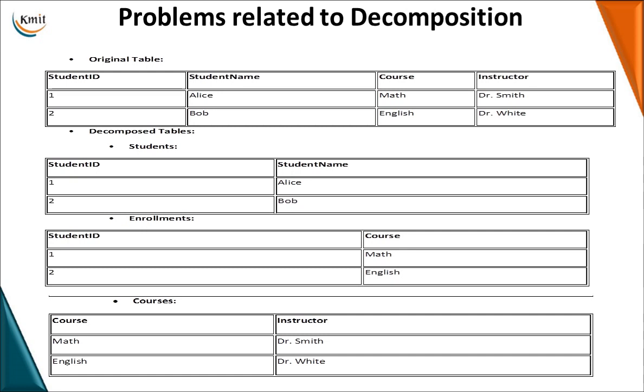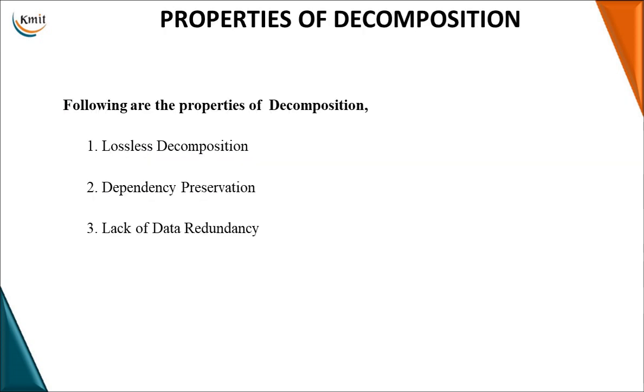Because course is separate, if I want to introduce a new course, I am most welcome. I need not wait for a student to join. If I want to have a new student, I can introduce one. And when a student takes up a course, the student number and course together go in as one row inserted into enrollment. So the properties of decomposition are that it should be lossless, it should preserve the dependencies, and there should not be any redundant data, that is, lack of redundancy.